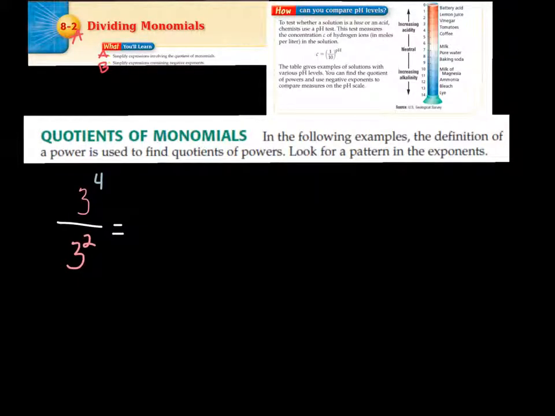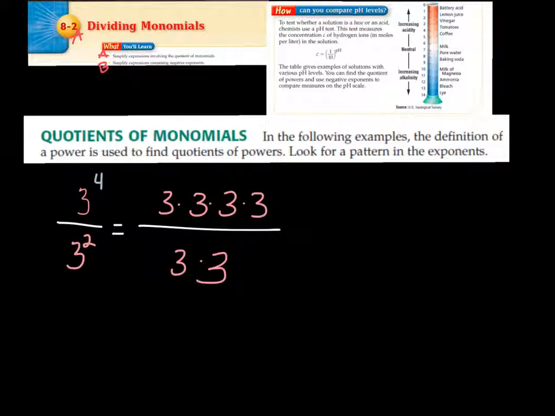Let's use the same process we did in the last lesson to find a pattern for the quotient of monomials. If we start off with 3 to the 4th, we know that means 3 times itself 4 times. And 3 squared is 3 times itself 2 times. And we know that anything divided by itself is 1. So what we have left is 3 times 3, or 3 squared. So it appears power times power, we add exponents. It looks like power divided by power, it seems that we are subtracting the exponents.